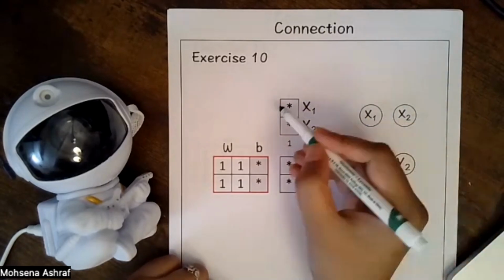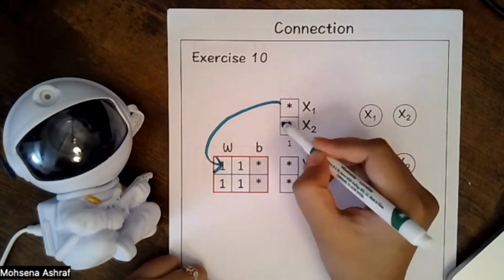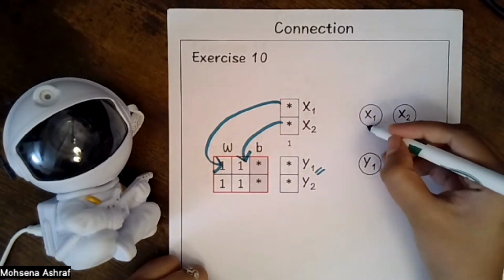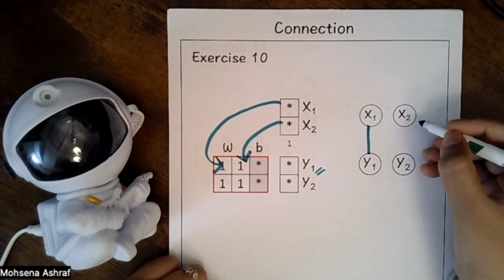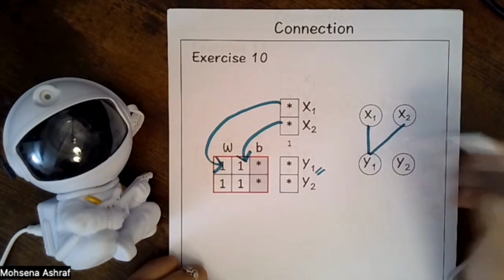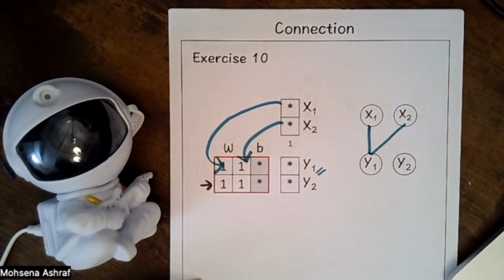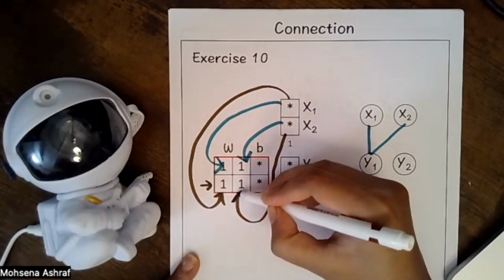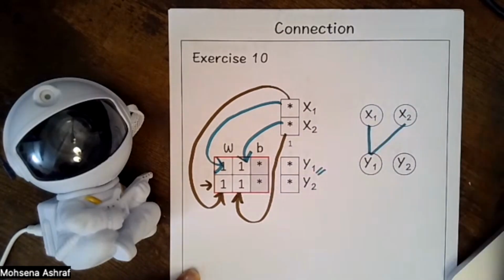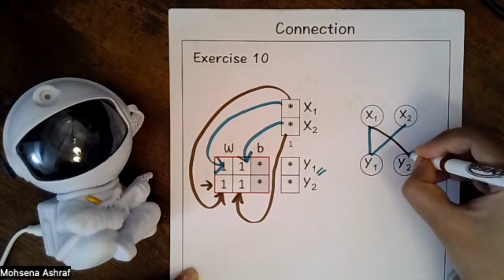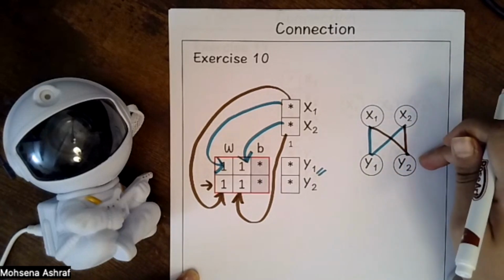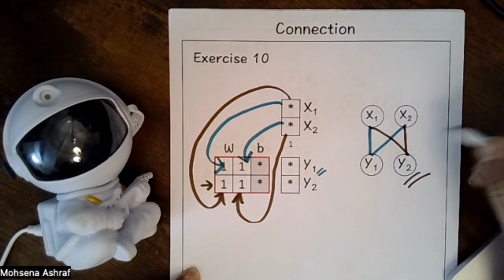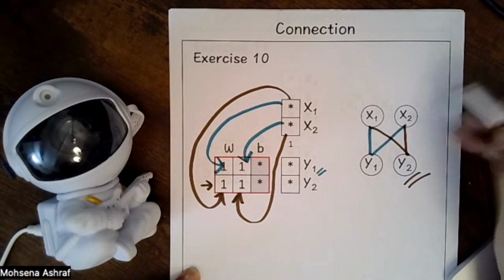Then the next exercise. X1 gets multiplied by this one, X2 gets multiplied by this one. So X1 and X2 will both have effects for Y1. So we will put links from X1 to Y1 and then X2 to Y1. And for the next row of weights, we can see that X1 will get multiplied by this one and X2 will get multiplied by this one. So both X1 and X2 will have effects on Y2. So we will get connections from X1 to Y2 and X2 to Y2. So we can see that here we get a more complex connection, or we can say it's a fully connected network. So every input is connected with every output.